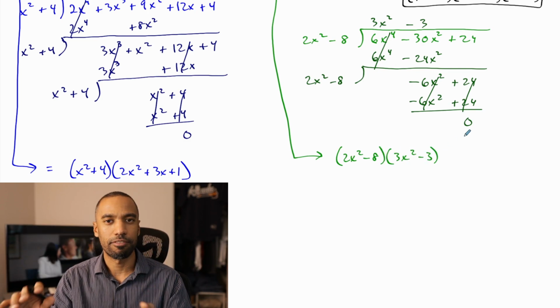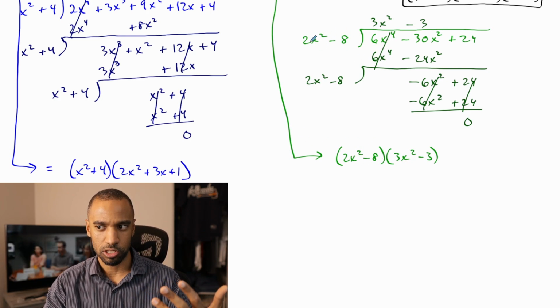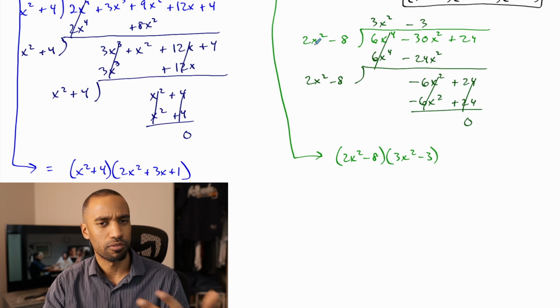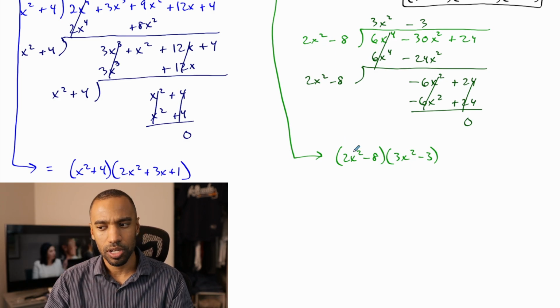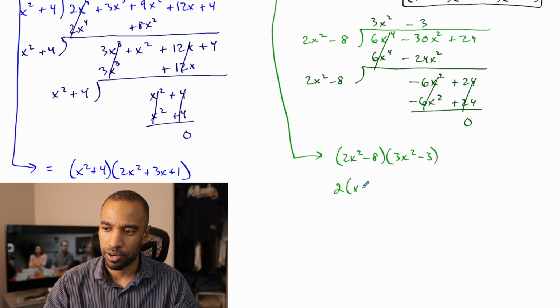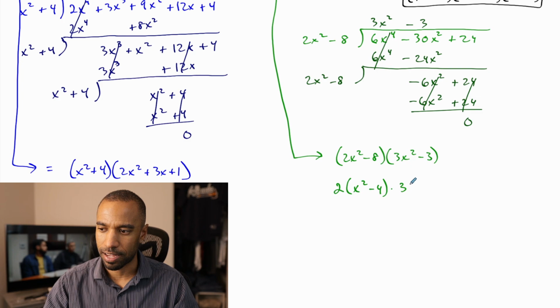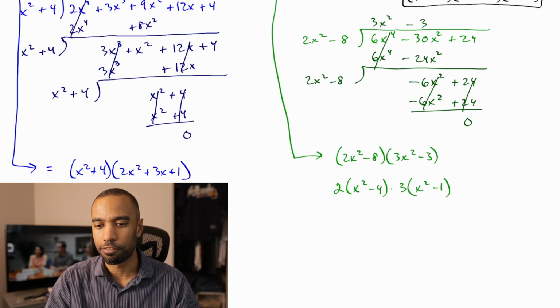Now, I see common factors in both quantities here, including the one that we divided out to begin with. Ever notice how there was a common factor of 2 this whole time? I'm not saying you should have done it earlier; I want you to stick with practicing that. I'm going to factor the 2 out of there, and I get x squared minus 4. This one has a 3 that I can factor out as well, and I get x squared minus 1.